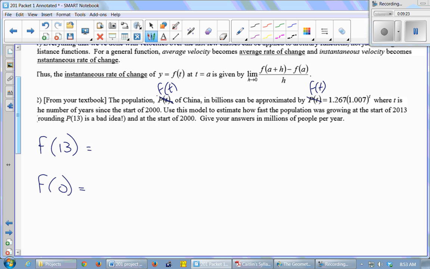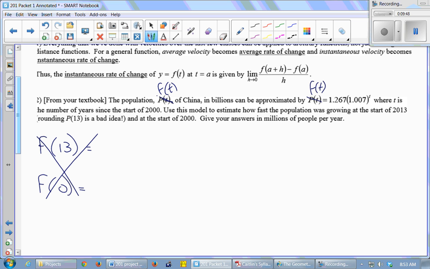That would tell me the size of the population, right? But what are they asking me about? How fast it was growing, right? So the size that it is tells you nothing about how fast it's growing. So these aren't going to help me. Instead, I'm trying to find a speed. An instantaneous rate of change is what I'm looking for, an estimate for the instantaneous rate of change.